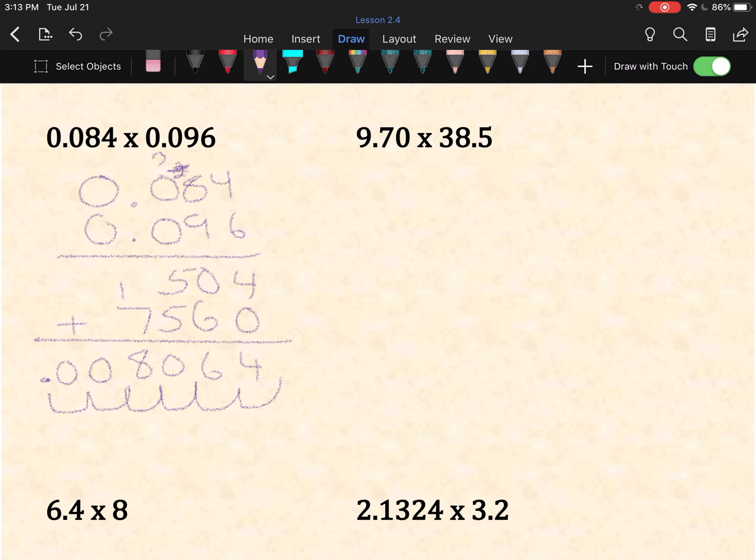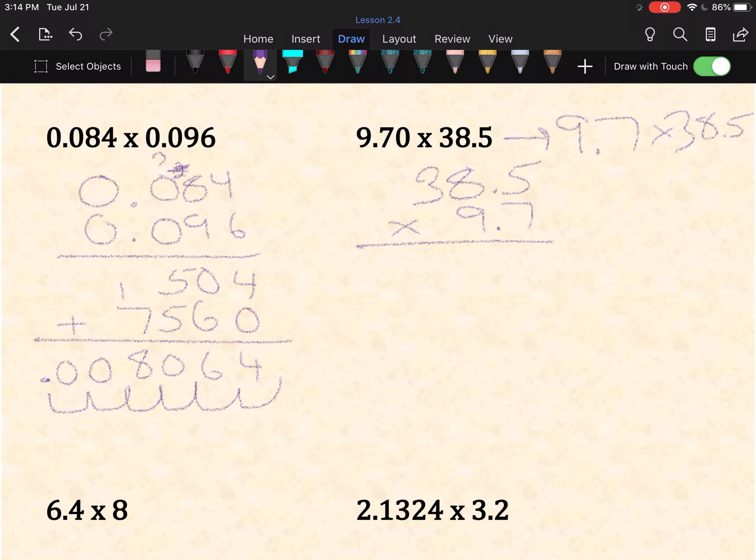Next up, we have 9.70 times 38.5. What we need to realize here is this is actually 9.7 times 38.5. That 0 on the end of 9.70 doesn't really change its value any, so let's just get rid of it. Now, 9.7 is clearly the shorter number. It's only 2 digits. So it's going to be my bottom number when I multiply.